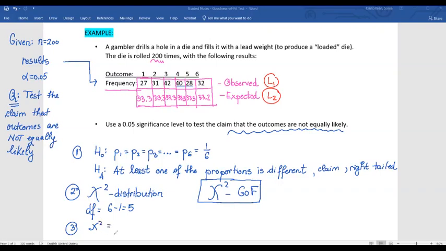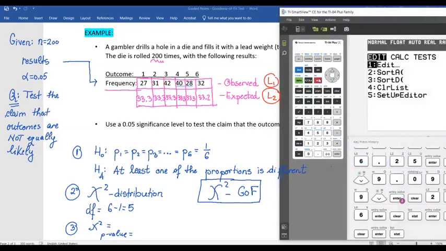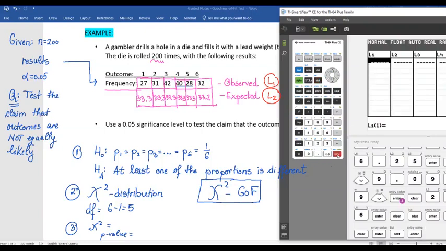So I'll get the chi-square and then the p-value, and then we can conclude this test. Let's go ahead and grab the calculator and do the chi-square GOF test. So the first thing we need to do, we need to get to edit, hit enter, and put the values observed in the first column and expected in the second column.